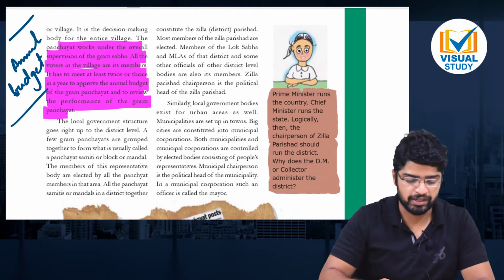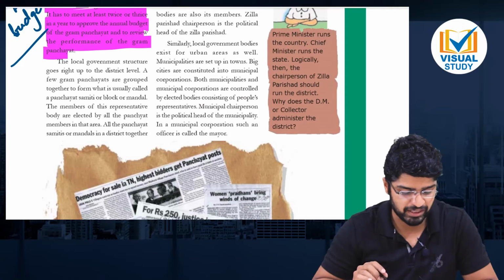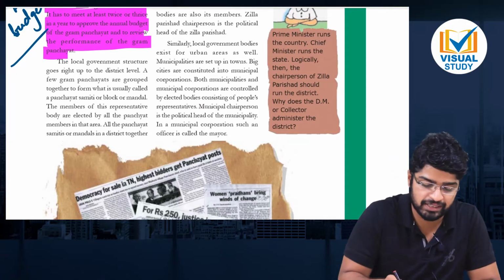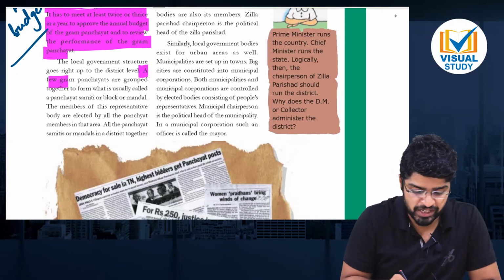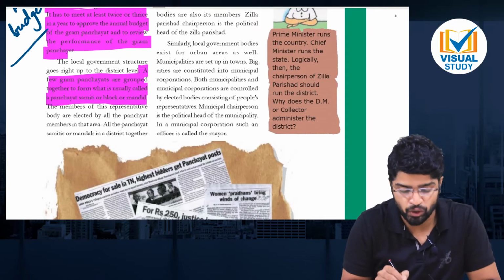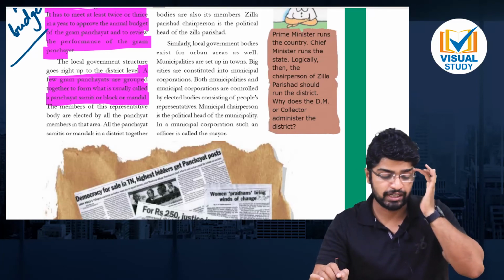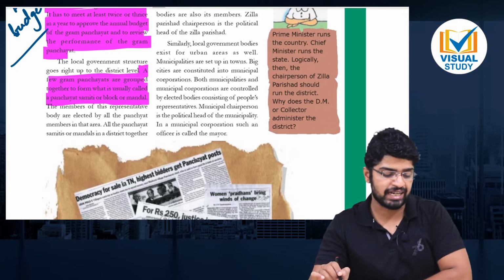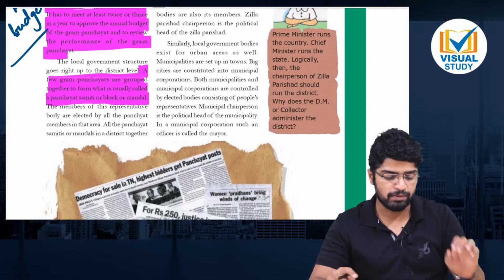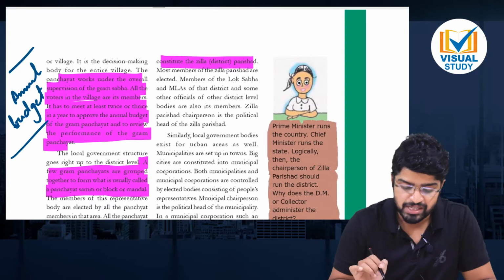Is that clear, everybody? The local government structure goes right up to the district level. A few Gram Panchayats are grouped together to form what is usually called a Panchayat Samiti or block or mandal. Underline this. The members of this representative body are elected by all the panchayat members in that area. All the panchayat samitis or mandals in a district together constitute the zilla parishad.